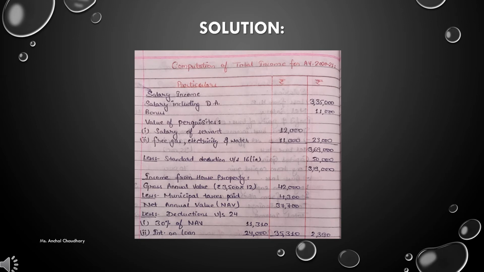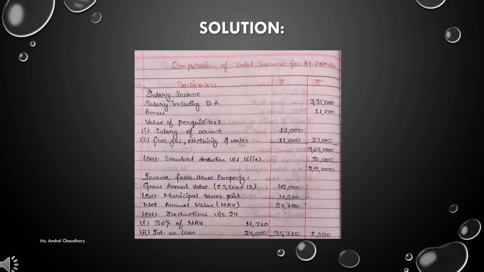I hope you have solved this question, and if in case you are not able to solve it properly, let's discuss the solution. First of all, we have to compute your salary income. Salary received including DA was 3,35,000, and bonus 11,000, which is also included in your salary. Value of perquisites like salary of servant is an additional benefit given to the employee, so it will be taxable: 12,000. Free gas, electricity and water, again a value of perquisites, is 11,000.